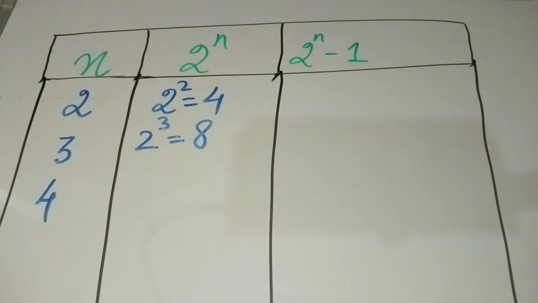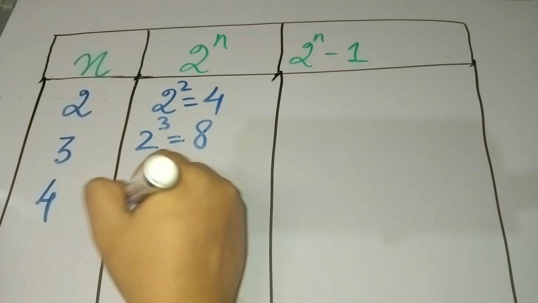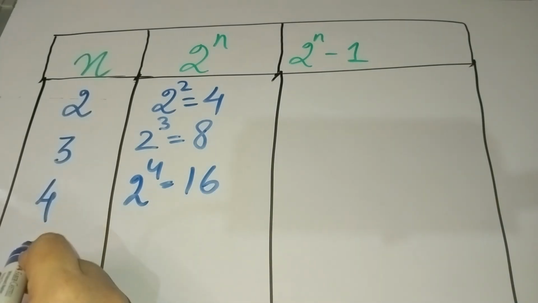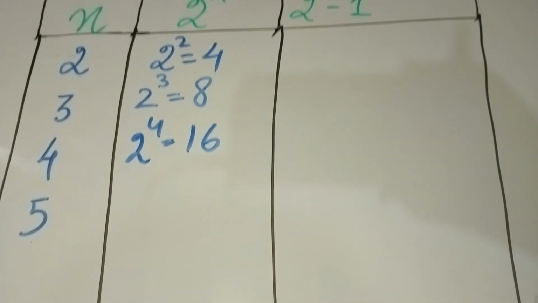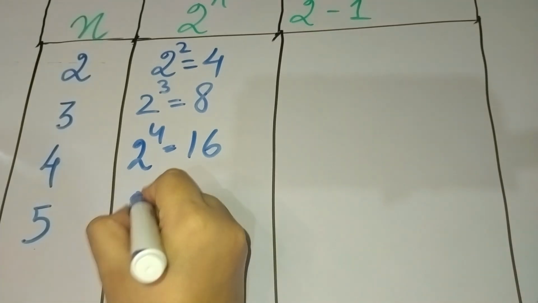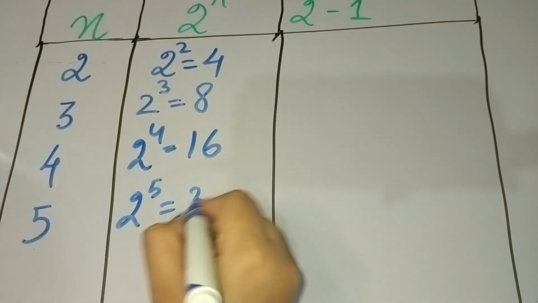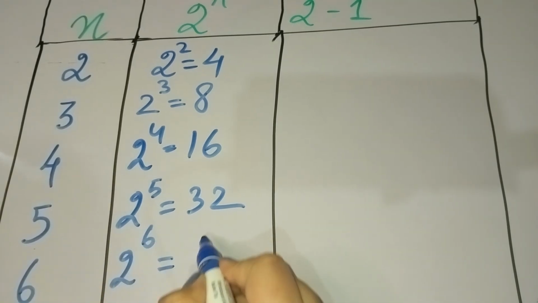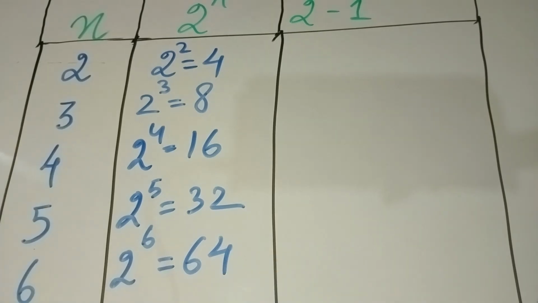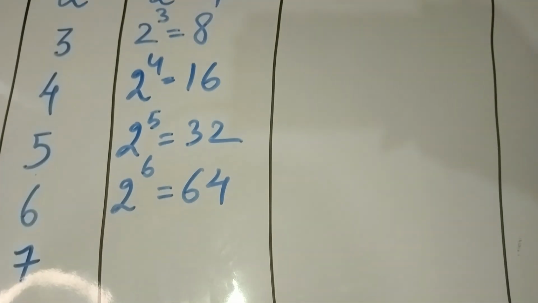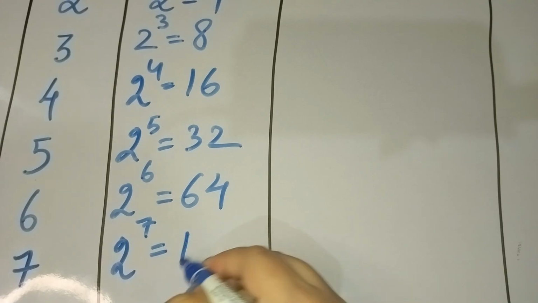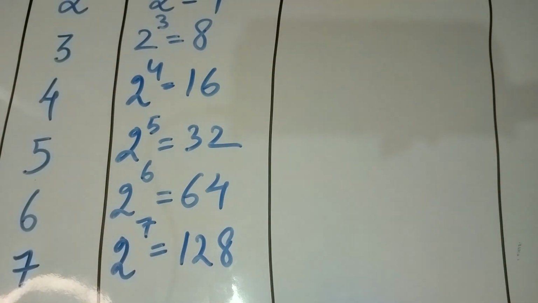Now n's value is 4. So 2 to the power 4 is 16. Then let me put n equals 5. So 2 to the power 5 is 32. Now 6. 2 to the power 6 is 64. Similarly, now we'll put n equal to 7. So 2 to the power 7 is equal to 128 and so on.